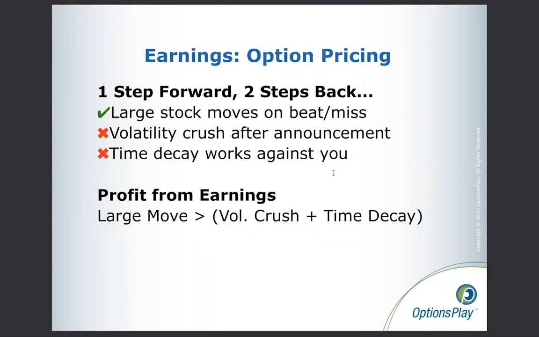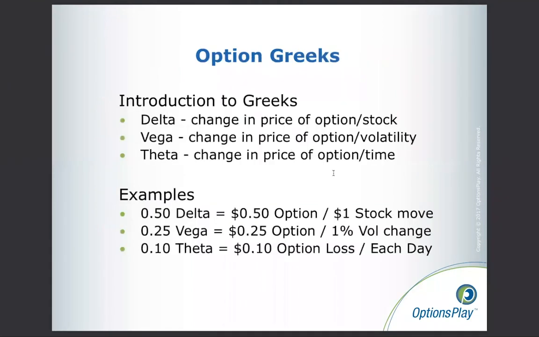So how do we actually measure these three things? How do you know how much money you're going to make from the underlying stock moving so much? How do you know how much money you lose to volatility? And how do you know how much money you lose to time decay? And that's where the option Greeks come into play.